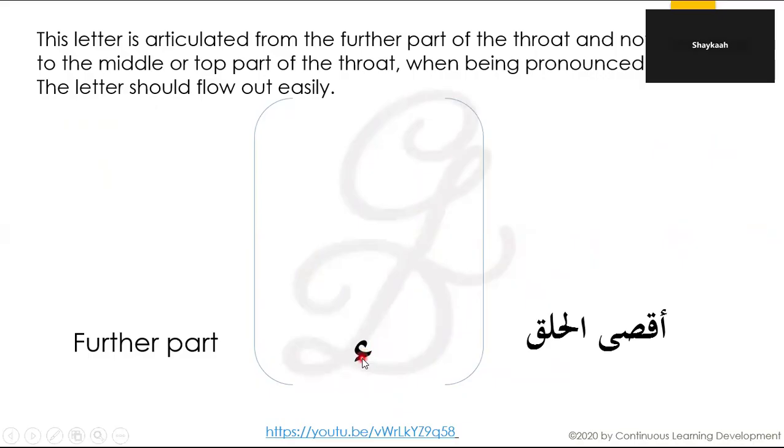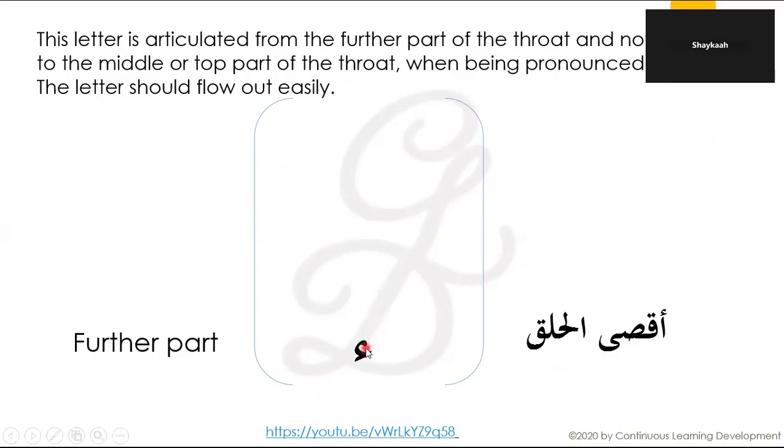The first thing we're going to go through is the sound, the hamza sound. It comes from the further part of our throat. So right at the bottom of your throat, where that slight dip is, that's where the letter hamza or the sound of hamza comes. And in Arabic, we call that aqsa al-halaq. The sound is not restricted to the middle of the top of the throat, so it should come out quite nicely and fairly easy. So you are going to see or hear the letter flow out.